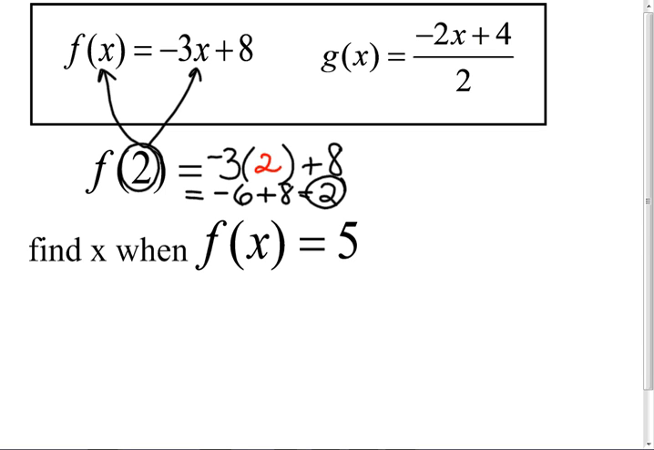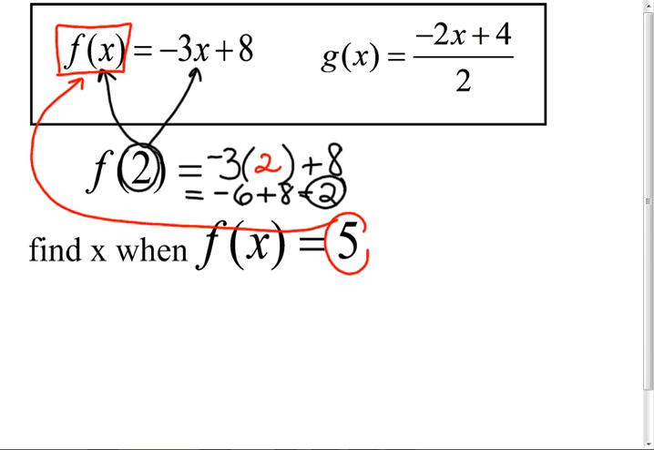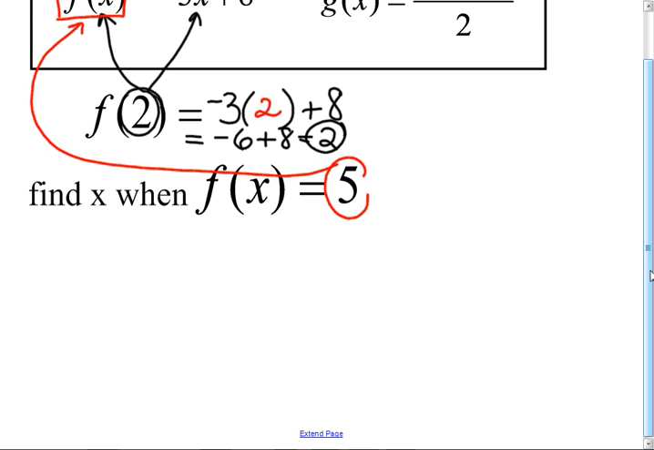This is the y coordinate when x is 2. They're saying that when x is 2, y is 2. But this is different. This is saying I'm going to give you the y coordinate. It's 5. Find x. So I'm going to take the 5 and not put it in for x, but put it in for f of x. I'm going to replace f of x with 5. I'm substituting it.